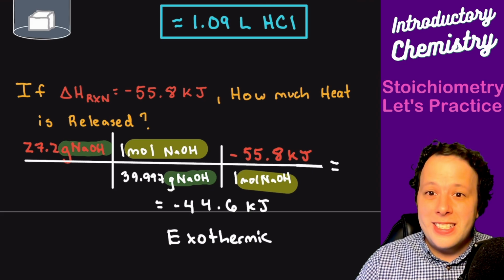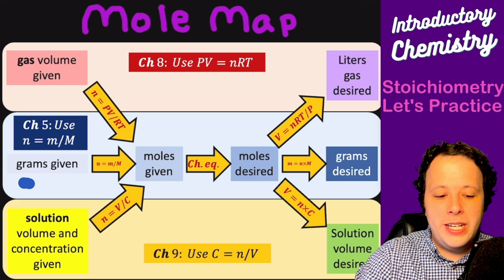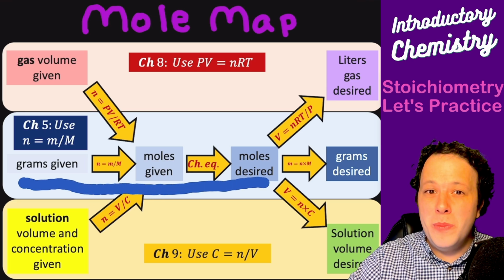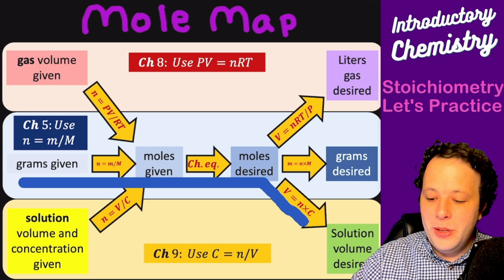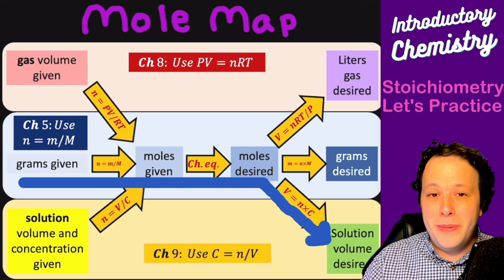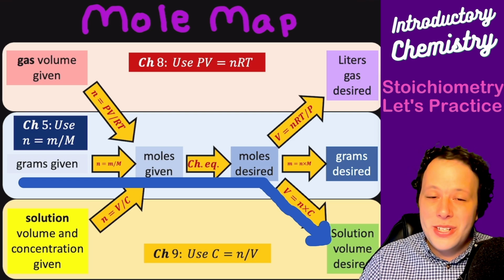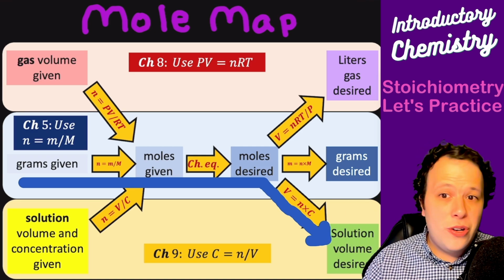So let's go to our molar map to see where did we go. So with this particular reaction, we were given the grams of sodium hydroxide, which we then converted to moles of HCl. And from there, we went and used the molarity to get to how much solution was desired in this problem. So it went straight across and then went down for this particular reaction. So another type of problem. And as you can kind of see, that heat is not shown on this diagram.